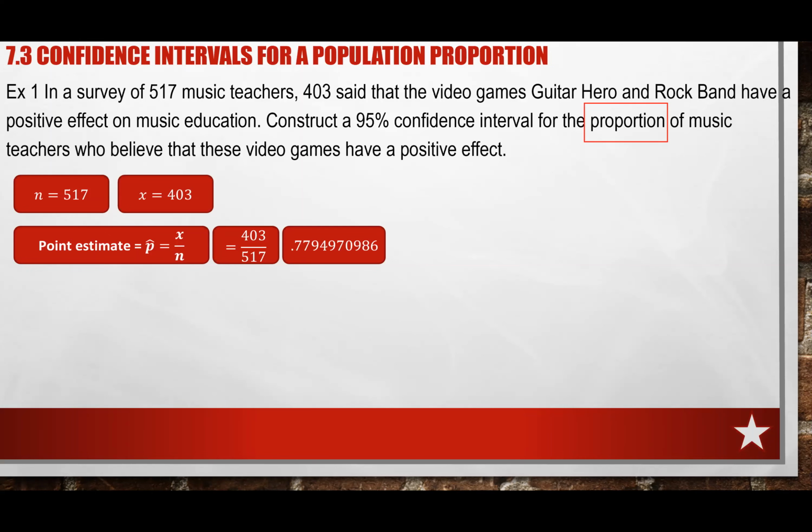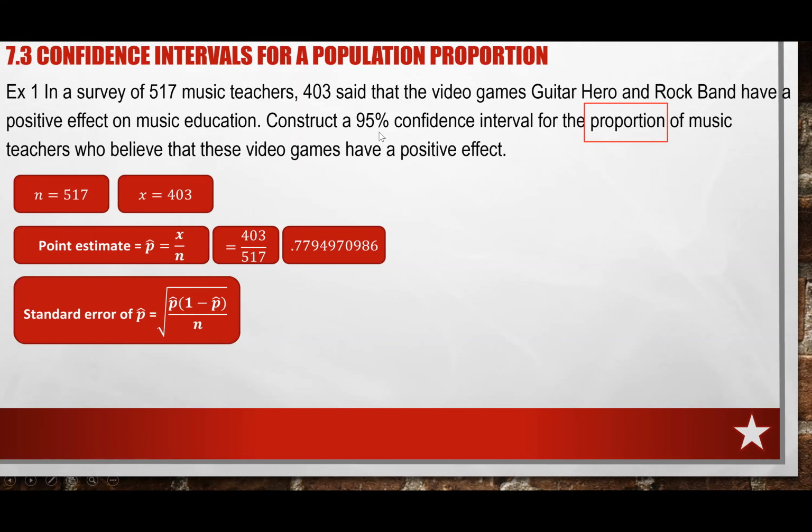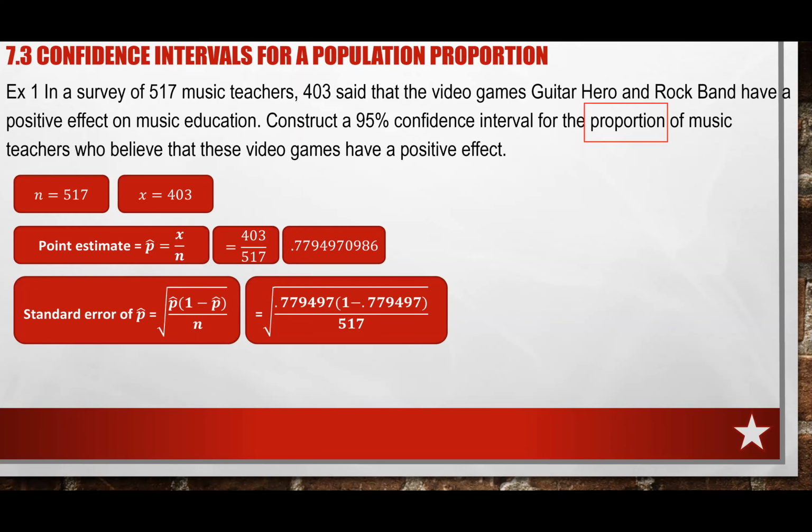Okay, so once we find a point estimator, what we need to do is find a standard error and a critical value, and then multiply them together to find a margin of error. But let's find a critical value first, which, hopefully you guys remember, is the critical value for a 95% Z. I go a little bit out of order. Let's do the standard error first, and then I'll mention the critical value Z.